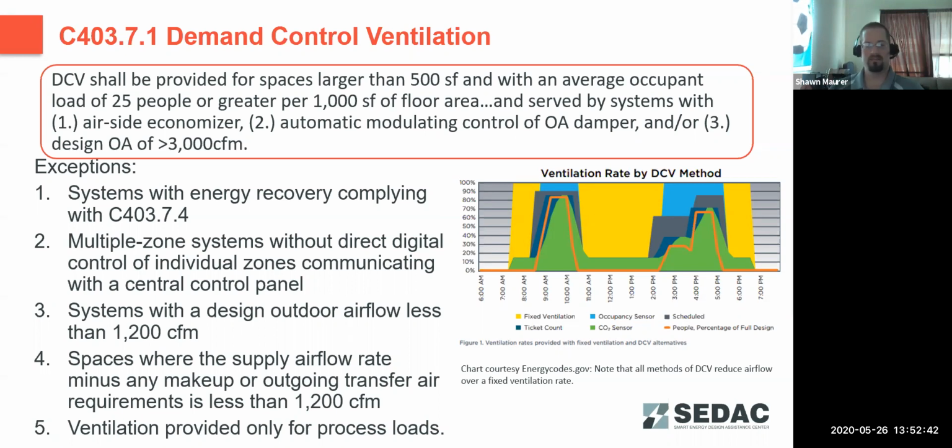And then if you've got low outdoor airflow rates or low supply air rates to a space, that 1200 CFM requirement there for points 3 and 4. And then if you're providing ventilation solely for process load requirements, those are all instances when you do not need to have demand control ventilation.